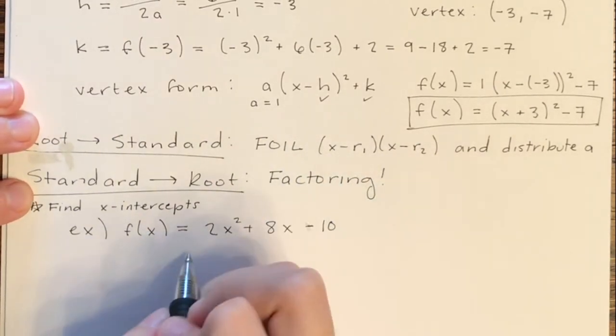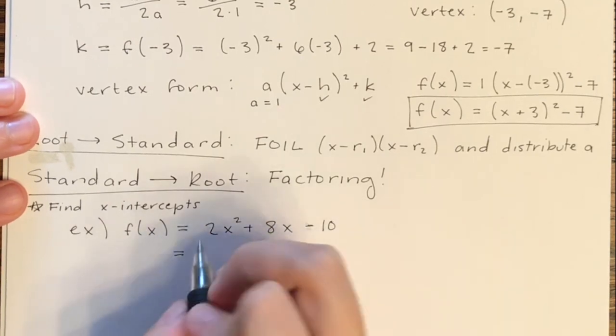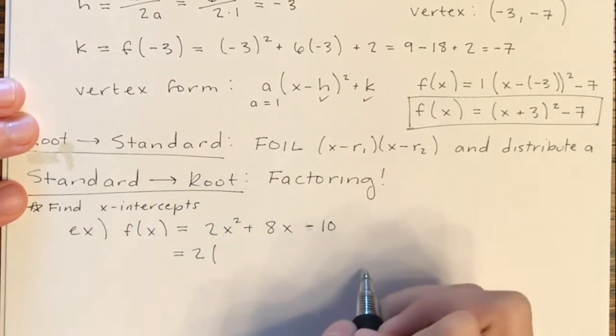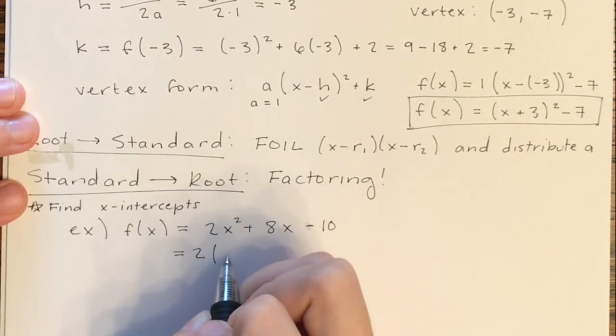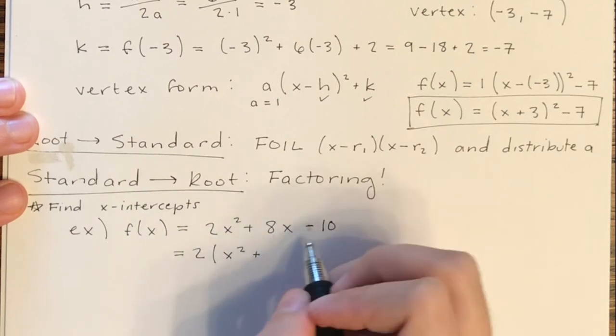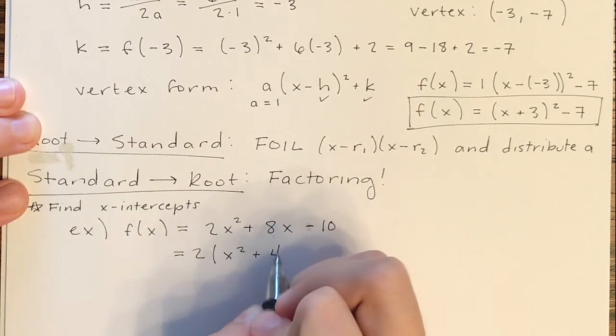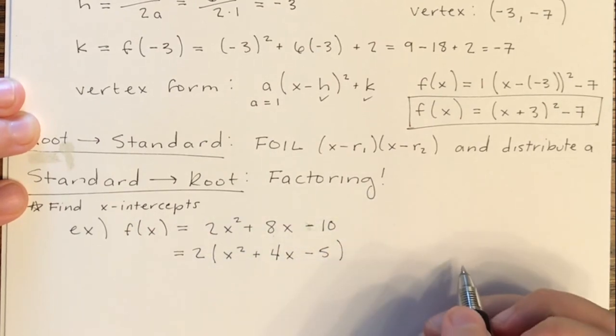Well, we would factor. Each of these terms is divisible by 2, so let's factor out our leading coefficient. We end up with x squared. If we divide 8 by 2, we have 4 left over. If we divide 10 by 2, we have 5 left over.